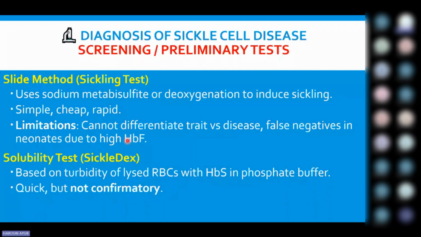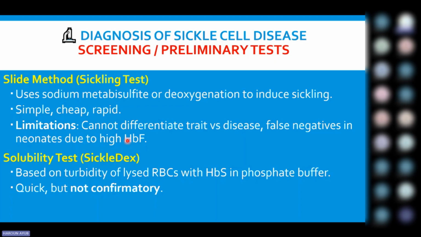samples or patients. It's simple, cheap, and rapid, and can be done within the lab, but its limitation is that it doesn't differentiate trait versus disease, and gives false negatives in neonates due to high HbF. So this test will not tell you whether the person is AS or complete SS. It is very difficult to make that differentiation.